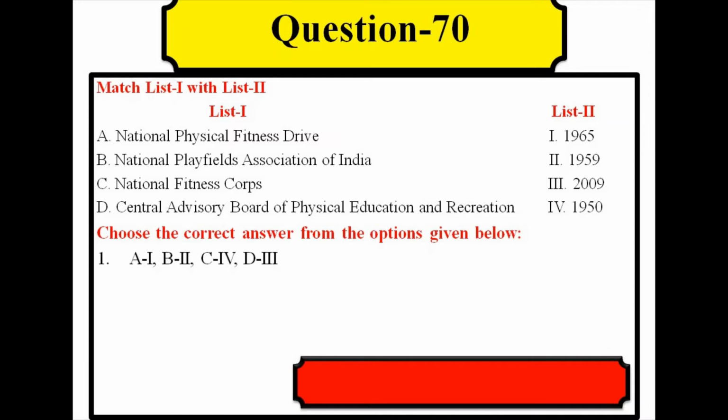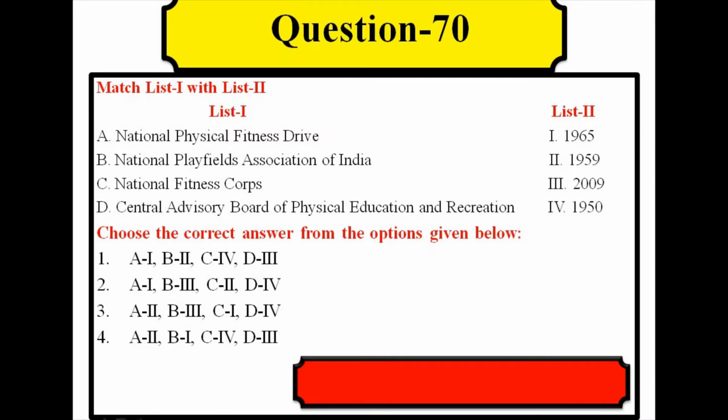A1, B2, C4, D3. A1, B3, C2, D4. A2, B3, C1, D4. A2, B1, C4, D3. Correct answer: A2, B3, C1, D4.